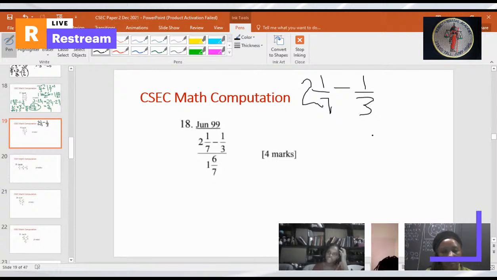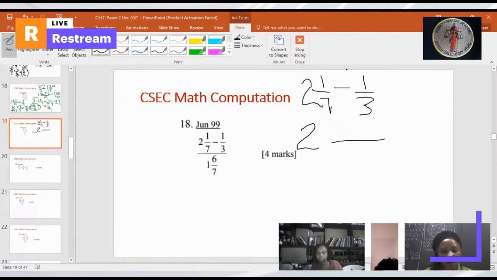Miss, one seventh, you wouldn't change it to... Wait, no, you cannot do it like that. You can do it like this. And if you need to take anything from the whole, we just write the 2, right? Because there's nothing to take from the whole number. Yes, miss, just write back the 2.